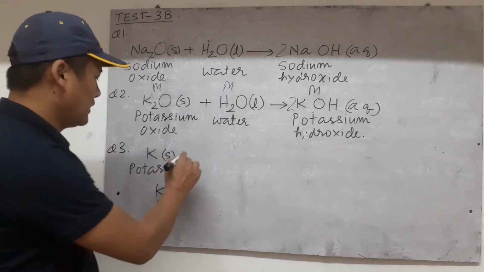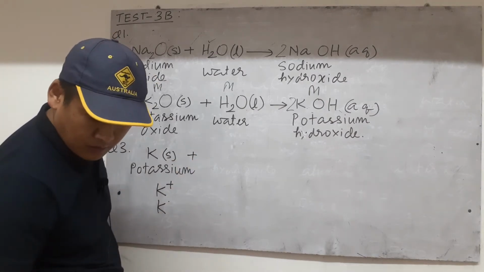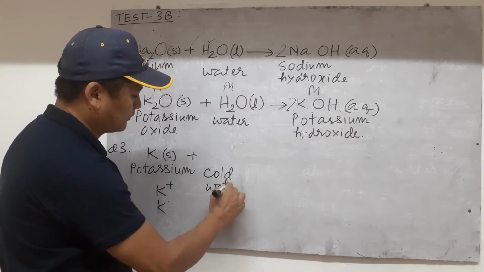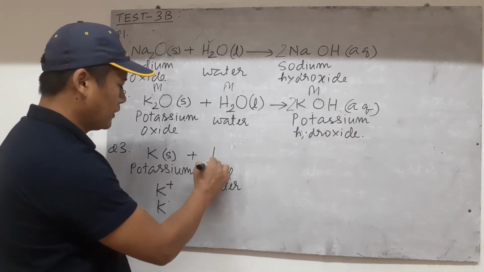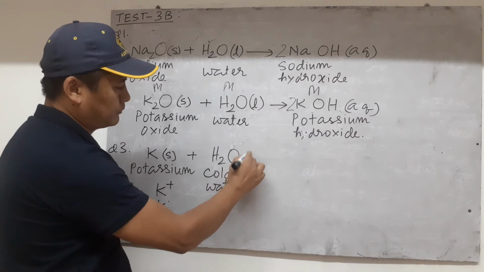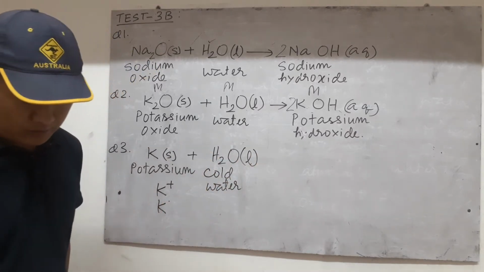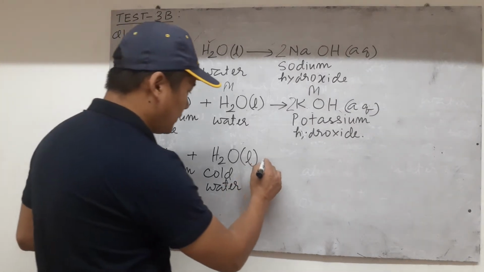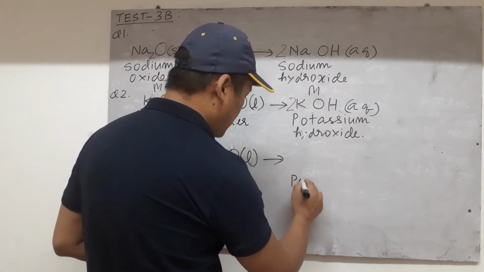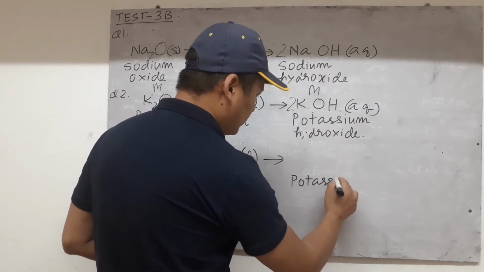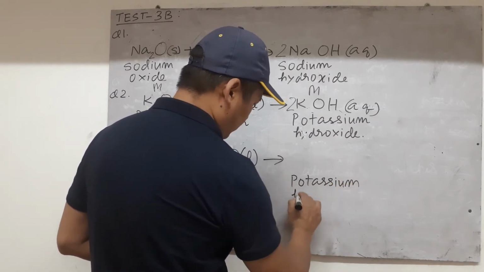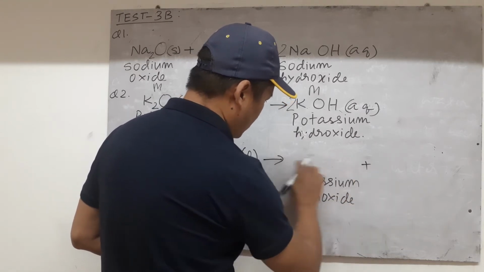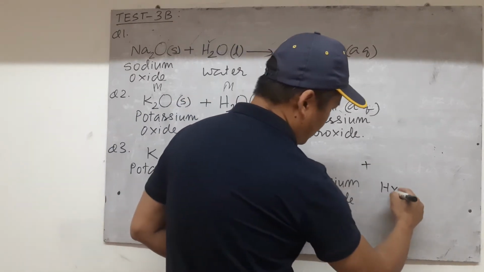React violently means very quickly; react means plus, with cold water. So here you can write cold water also. It reacts very quickly. Cold water or hot water, the formula is the same. H2O, liquid, to give aqueous potassium hydroxide and hydrogen. To give means arrow. Aqueous potassium hydroxide, and means in the same line with the arrow, plus hydrogen.